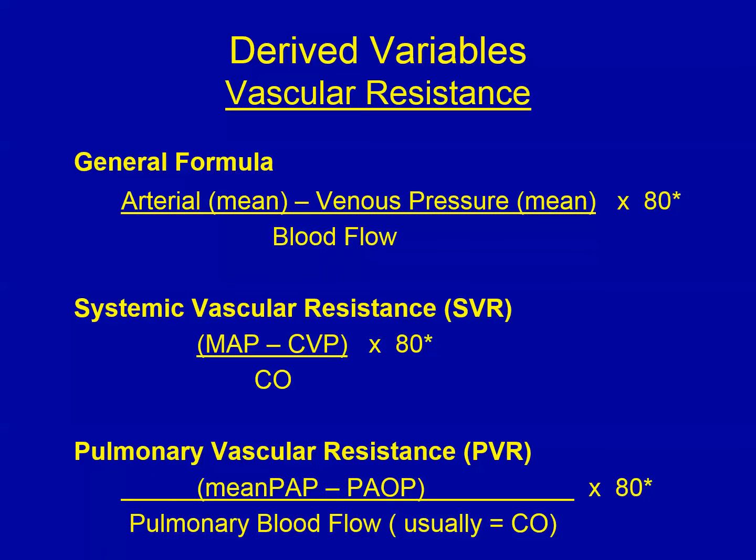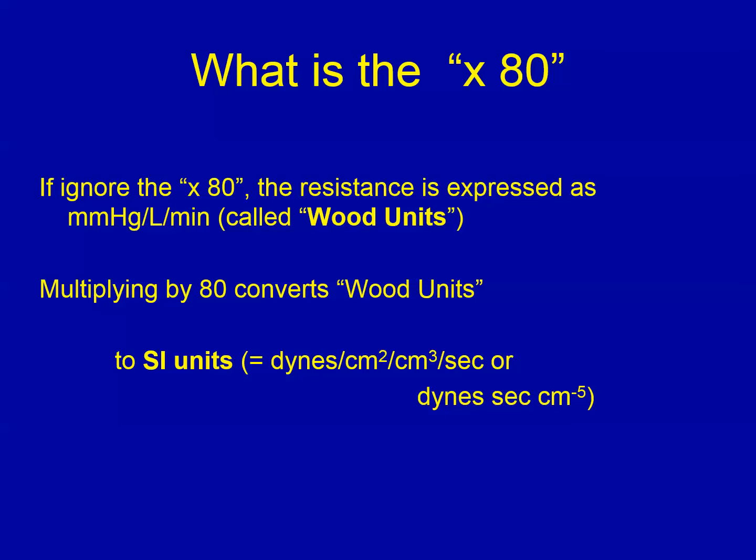Another important variable that is only available when you have a pulmonary artery catheter that provides you with both venous pressures and blood flow is resistance. The general formula is listed here, for both systemic vasoresistance and pulmonary vasoresistance. The factor of 80 is to change the units from millimeters of mercury per liter per minute, which are also called Wood's units, to the System International units.